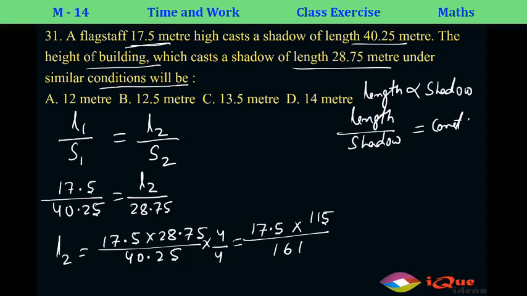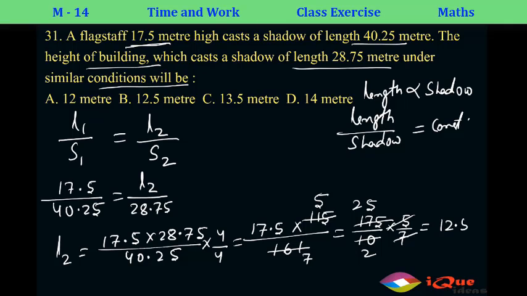Now what does it do? Let's see. 23 5 times is 115 and 23 7 times is 161. Alright. So this is how we can get it. And then 17.5 we can write as 175 divided by 10, into 5 by 7. 5 cancels 10 2 times. 7 cancels 175 25 times. So 25 by 2 is equal to 12.5. 12.5 meter is the length of the building.